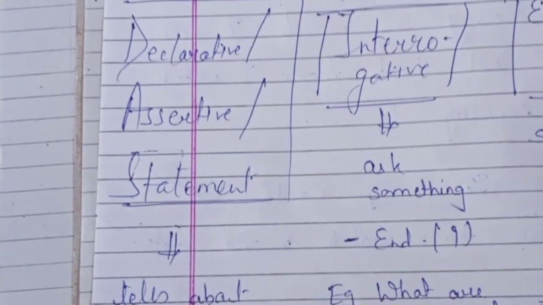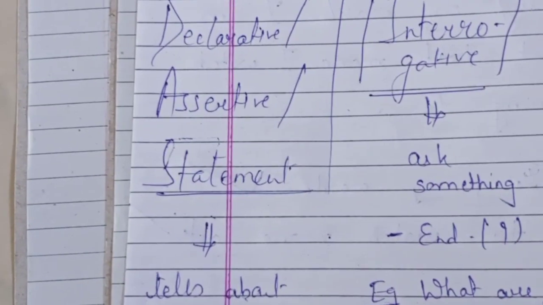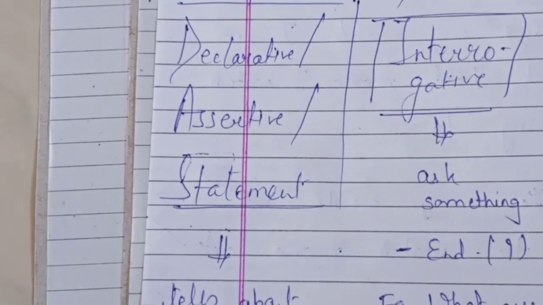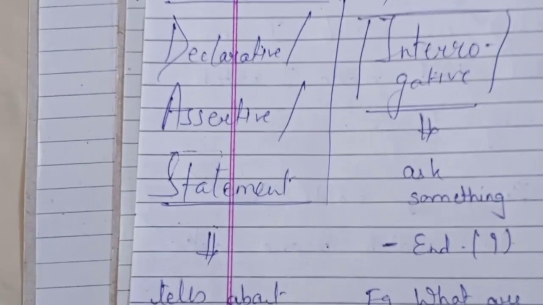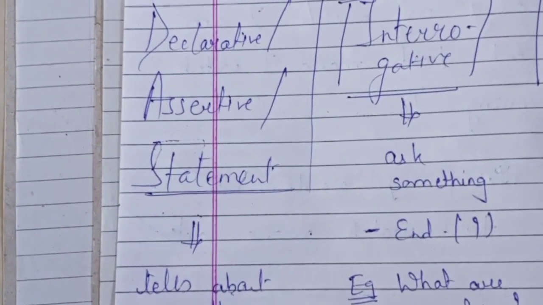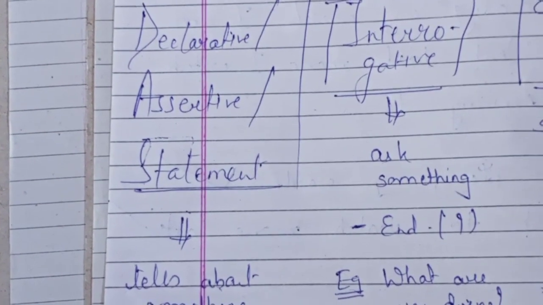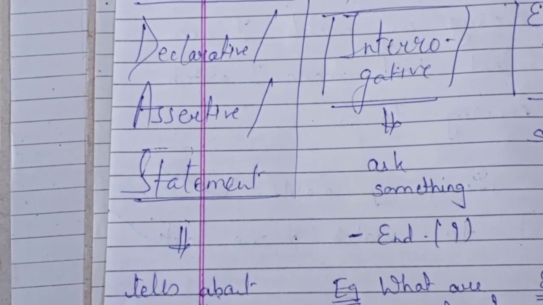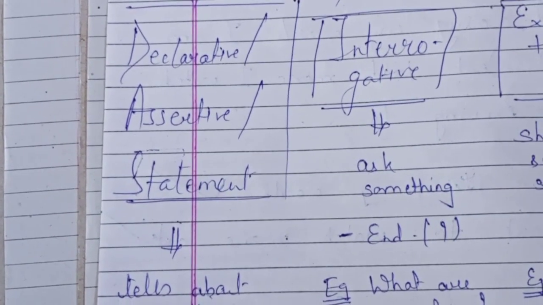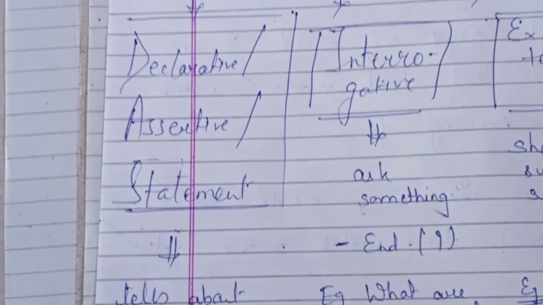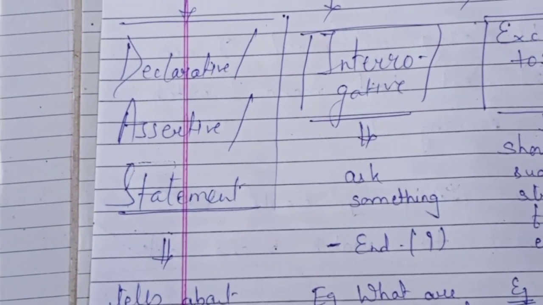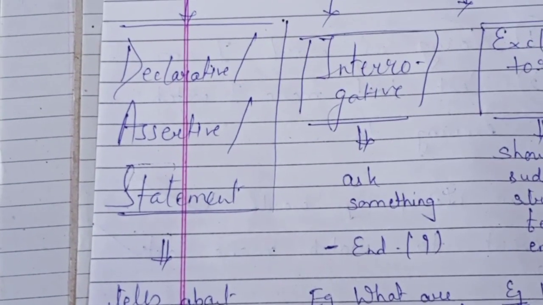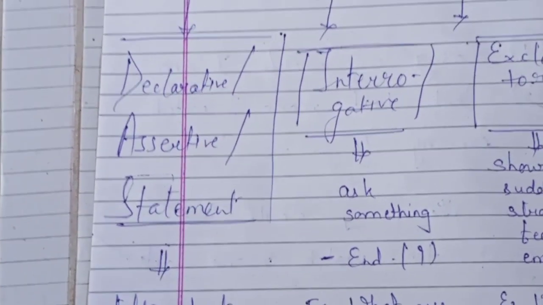Basically, there are 2 types of declarative sentence or assertive sentence or statement. First, positive, or you can say affirmative, and second, negative. In positive, you can include am, is, are, was, were, etc. And in negative, am, is, are plus not, was, were plus not, will not, shall not, isn't, aren't, like this. Clear?